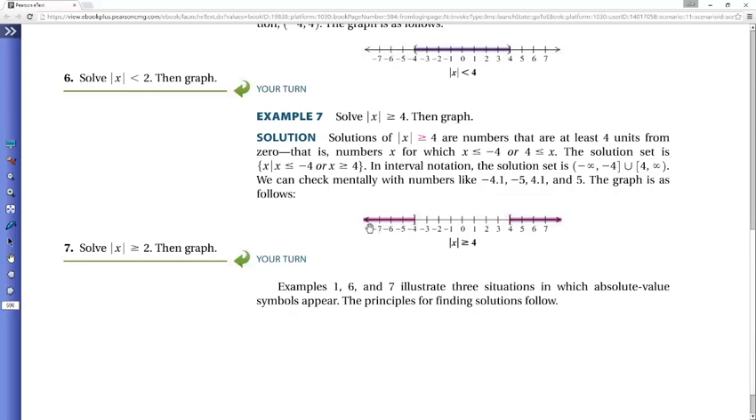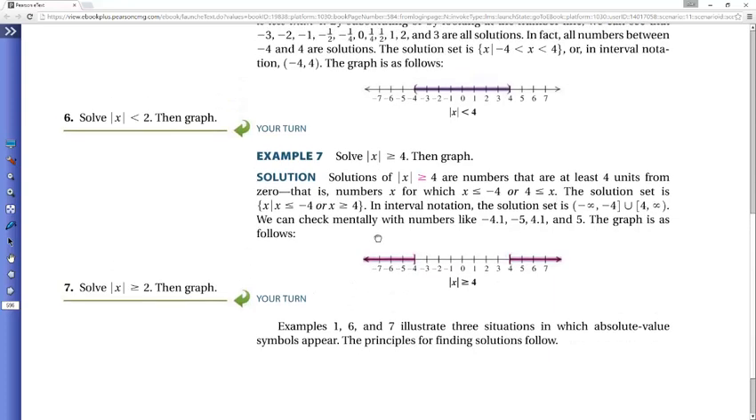Well, it continues on too. If I take negative 5, negative 7, so on. The absolute value of negative 7 is 7. 7 is greater than or equal to 4, and so on. So I could go off here into the negative thousands and it would still work. Completely kind of different type of scenario.